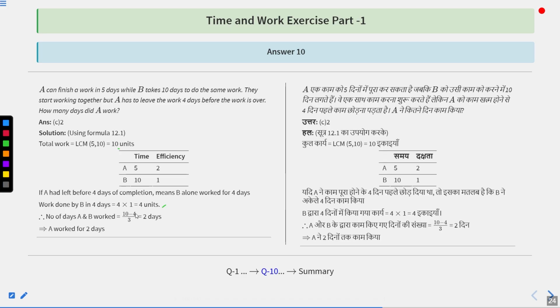So remaining are 10 minus 4. And that 6 units is going to be done by both A and B. So efficiency of both A and B is 2 plus 1, 3 units. So that is 2 days. So it means that A only worked for how many days? 2 days. Option number C is the right answer.